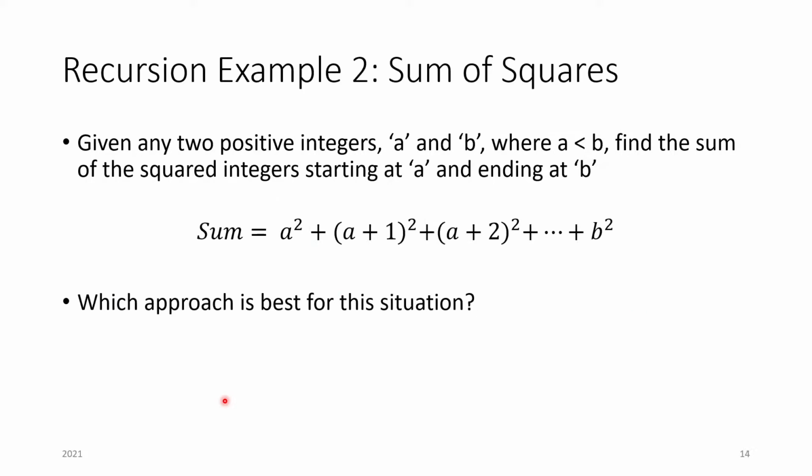Alright, so for our second recursion example here, we're going to start where we have any two positive integers a and b, where a is always going to be less than b. We need to find the sum of the squared integers starting at a and ending at b. So remember, a is always less than b, so we start with a being our least value, and we square it. Then we go a plus 1, square that, add that result, plus a plus 2 squared, add that result, and we keep on going all the way up to b squared.